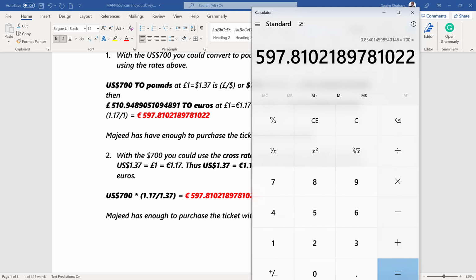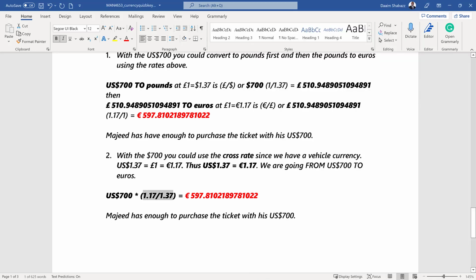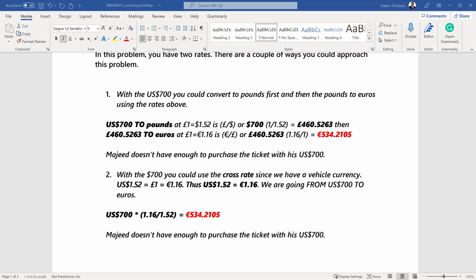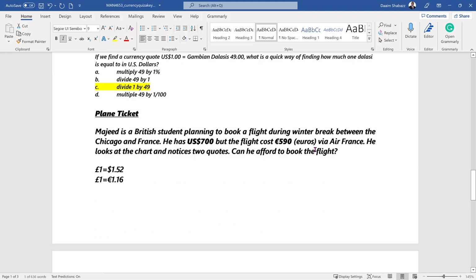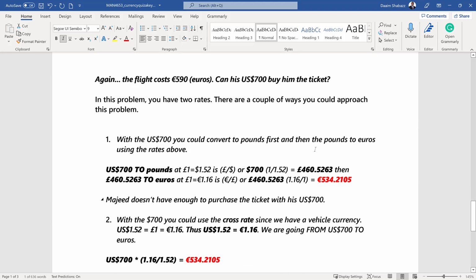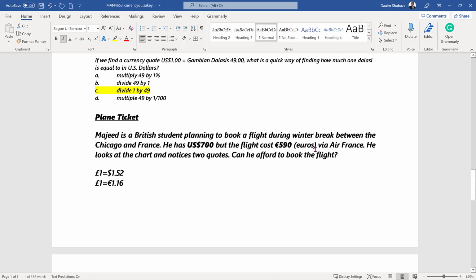Now for currency quiz B, you have a different set of numbers. So let's look at currency B. What has changed? Well, the quotes have changed. And as you can see here, the dollar is weaker in this quote, right? Since the pound is much stronger than before, that means the dollar is weaker. So that's going to play a role in whether I have enough.